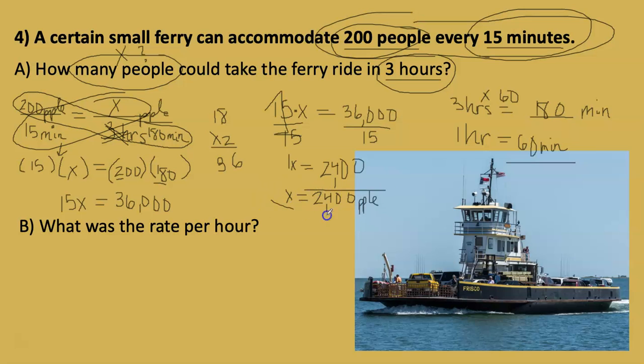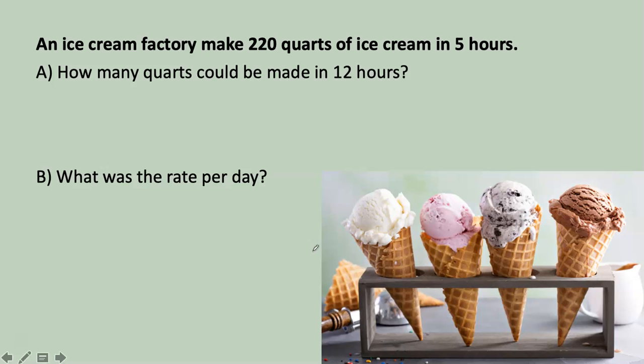Let's just make sure this makes sense in context by reading the question again. How many people could take the ferry ride in 3 hours? And we got 2,400 people. Yeah, that makes sense. Now, the second question says, what was the rate per hour? So they're asking us to find a rate. Our clue words are the word per and the word rate to know that we're finding the unit rate, the constant of proportionality. To find the unit rate, you divide.